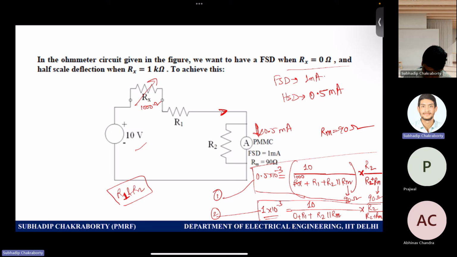See, we can also simplify this equation. How to simplify? You have 0.5 milliampere current passing through this, right? So what is the voltage drop across this R1, R2? So 0.5 milliampere into 90, right?